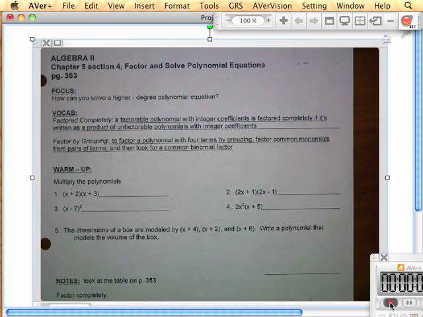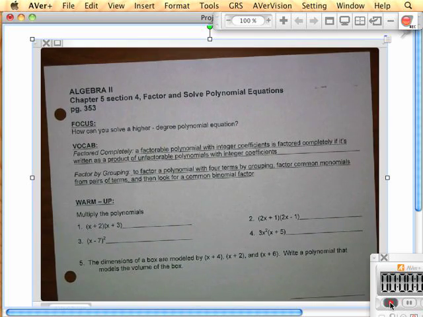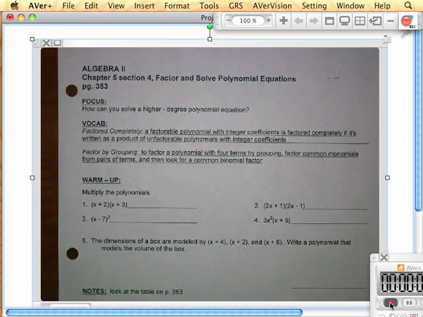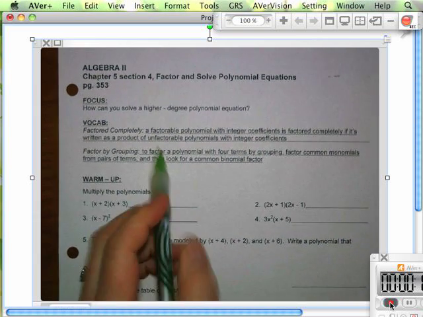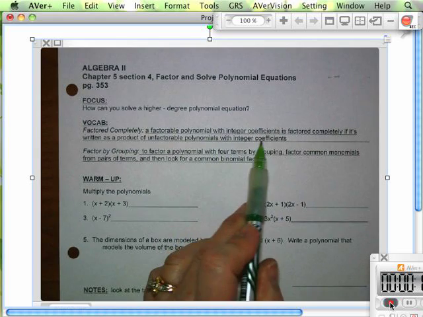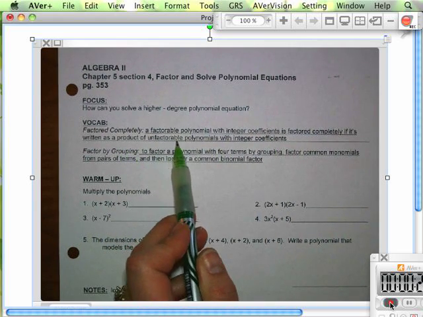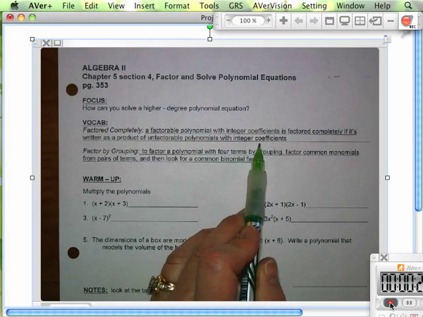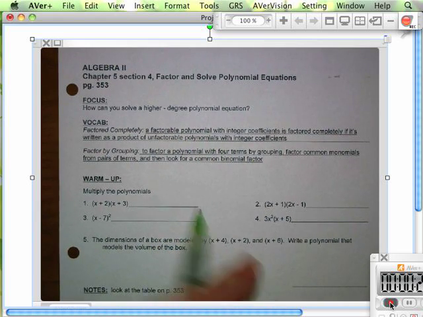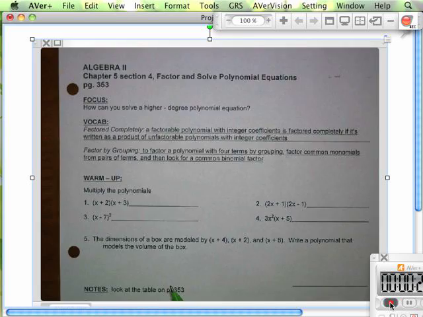All right, so 5.4, getting into the big boy math here. Factor and solve polynomial equations. How can you solve a higher degree polynomial equation? So you have to remember that factoring completely: a factorable polynomial with integer coefficients is factored completely if it's written as a product of unfactorable polynomials with integer coefficients. That means whatever you're left with can't be factored anymore.